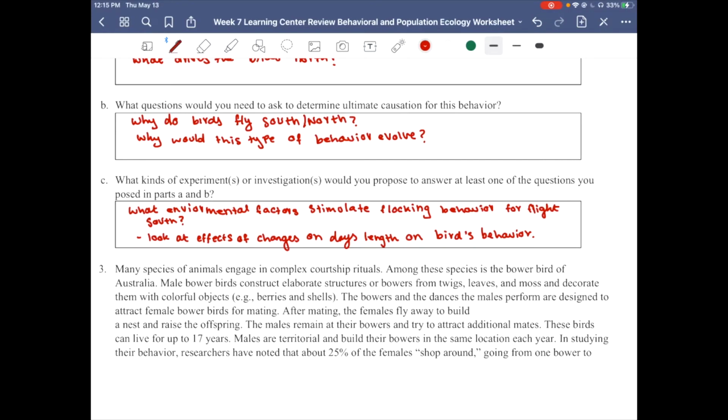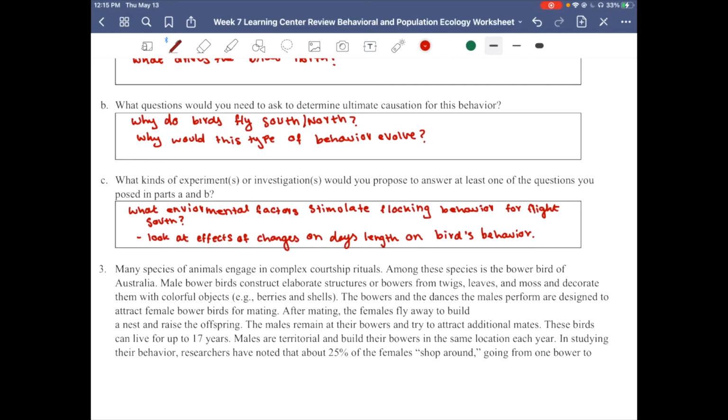It says many species of animals engage in complex courtship rituals. Among these species is the bowerbird of Australia. Male bowerbirds construct elaborate structures or bowers from twigs, leaves, and moss, and decorate them with colorful objects such as berries and shells. The bowers and the dances the males perform are designed to attract female bowerbirds for mating. After mating, the females fly away to build a nest and raise the offspring. The males remain at their bowers and try to attract additional mates. These birds can live up to 17 years.